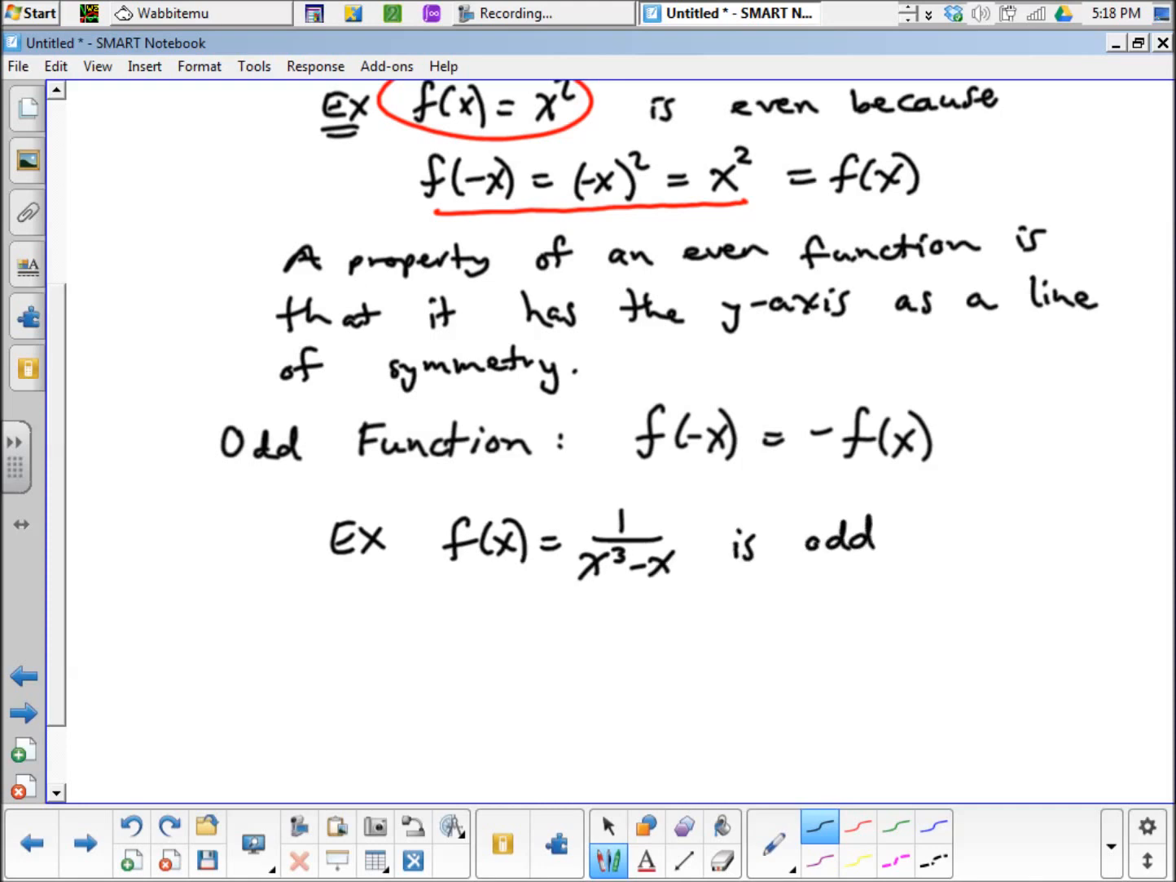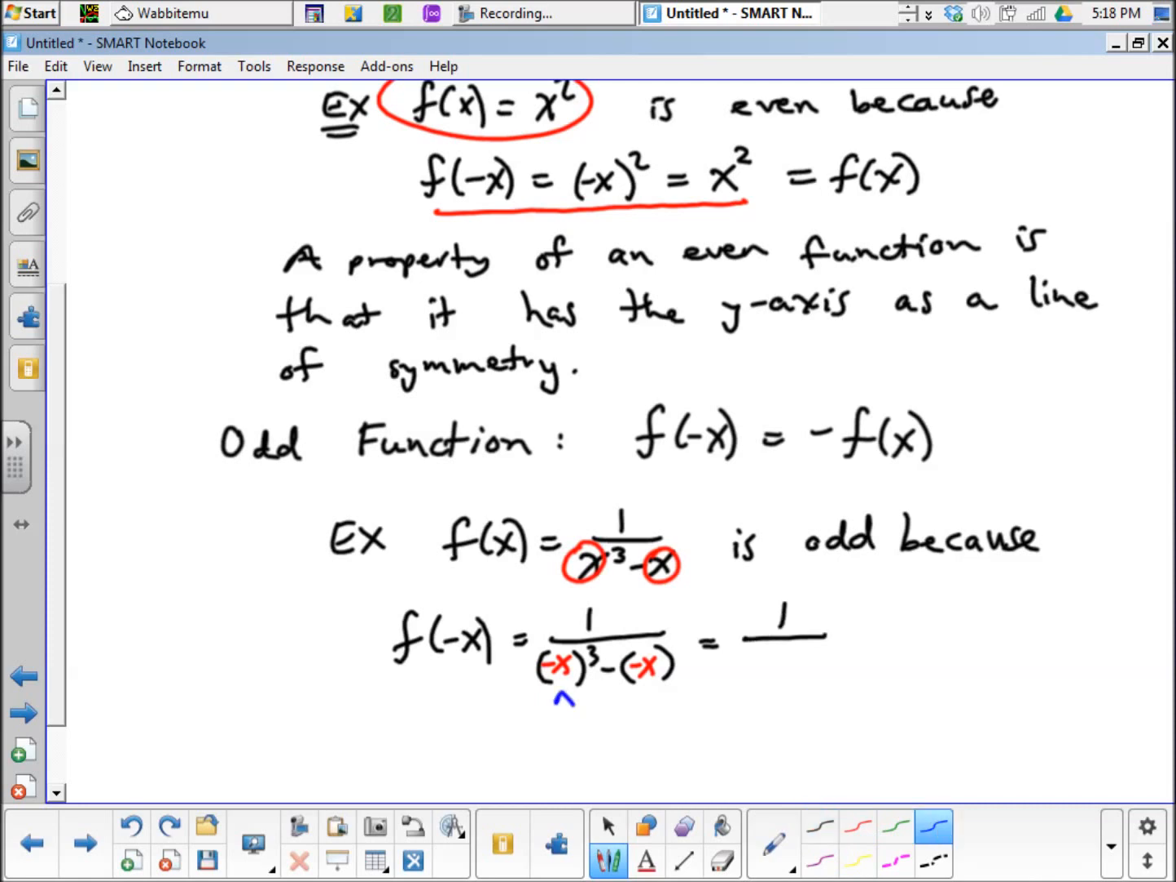Watch what happens when I try to find f of negative x. Why is this odd? Here we go. If I try to find f of negative x, I'm going to replace each x in the original problem. There's two of them, right? One here, one here. I'm going to replace both with negative x. Okay, so what happens? I get 1 over, and this part just means negative x times negative x times negative x, which is negative x cubed. And then, of course, this part just means negative times negative x, or negative 1 times negative x. So that's just plus x.